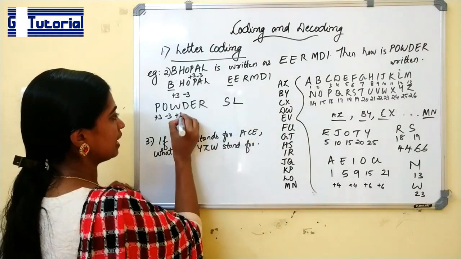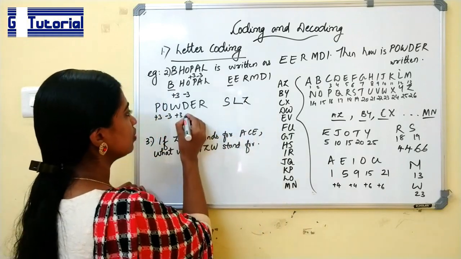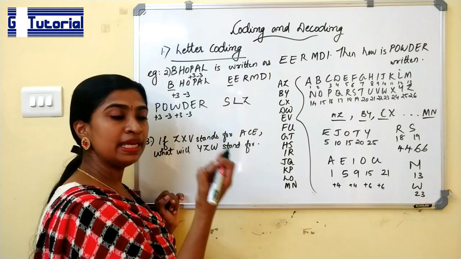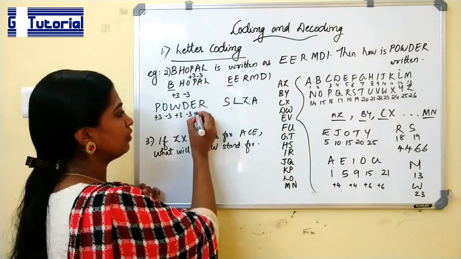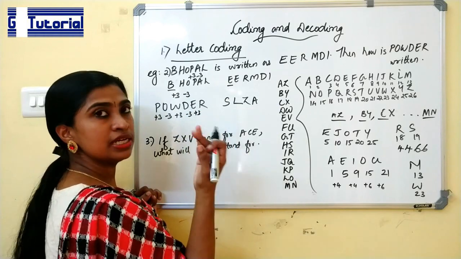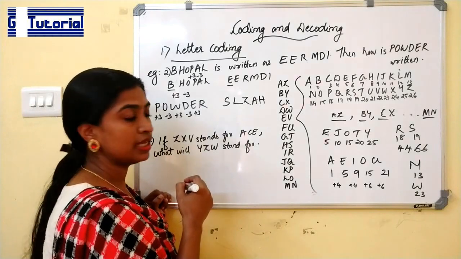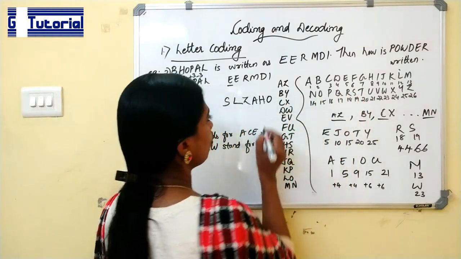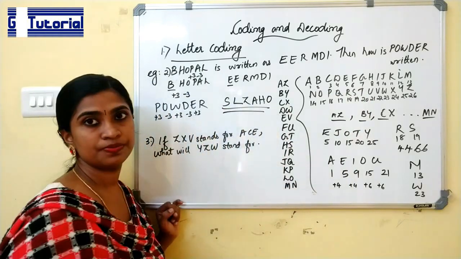Next you have to add 3 to W: X, Y, Z. Next you have to subtract 3 from D. So A, B, C, D. This is A. Then E, you have to add: F, G, H. Next is R. R minus 3 is O. O, P, Q, R. So this is the code for powder.